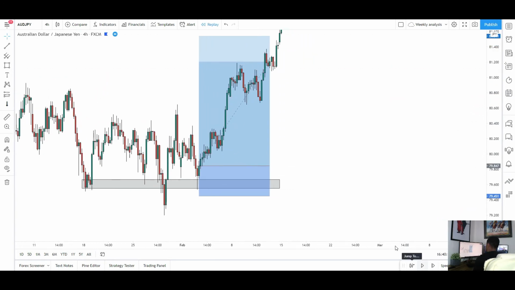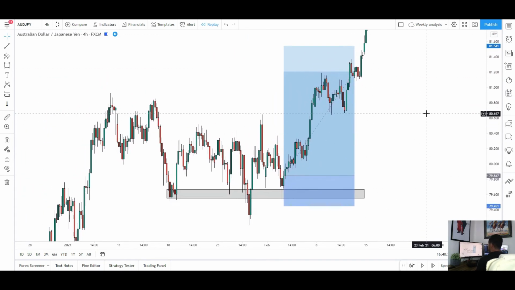Like I said, because these are continuation patterns, if you are correct and the pattern plays out correctly, you can be in for a move of 100, 200 pips and really milk the amount of pips out of that trade. So again, a really powerful tool when you use it correctly and when you use it in the right direction as well.